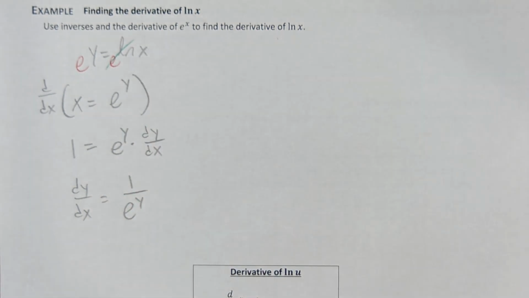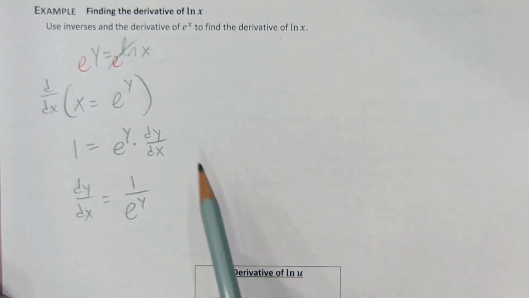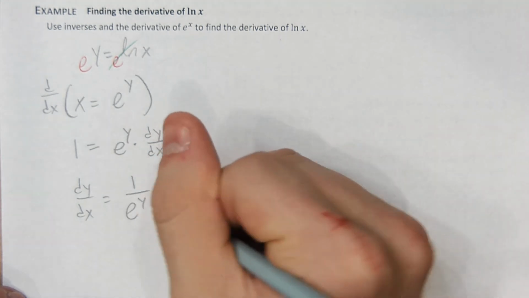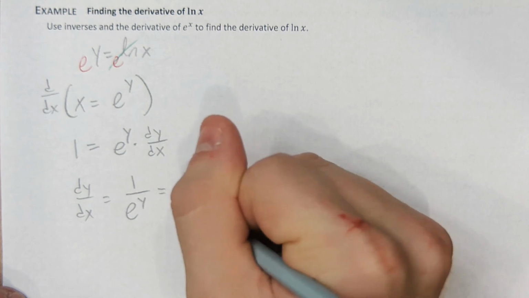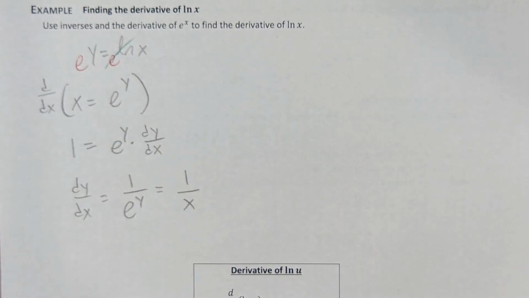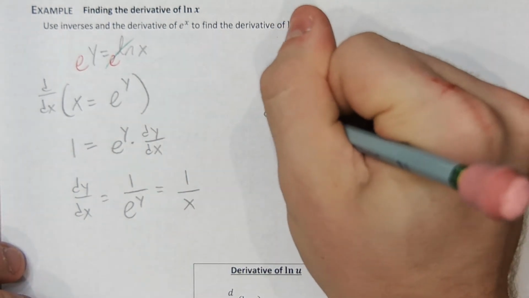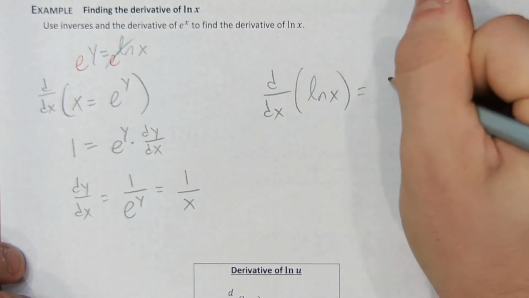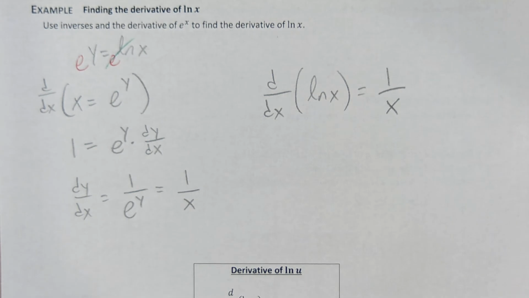Oh my goodness, that looks so bad, doesn't it? If only we had a value or something simpler for e to the y, something like, oh, look at that. e to the y equals x. So the derivative of ln of x is 1 over x.